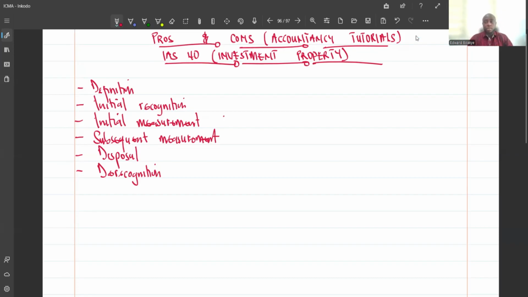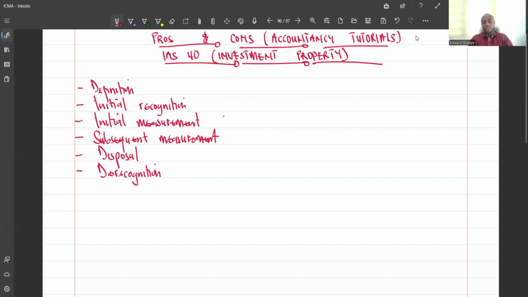So the last time we met, we talked about IAS 16. We were able to deal with the definition, the initial recognition, the initial measurement, the subsequent measurement, the subsequent expenditure, the disposal, and then the derecognition of IAS 16. So today we want to deal with another standard in relation to assets, which is IAS 40 investment property.